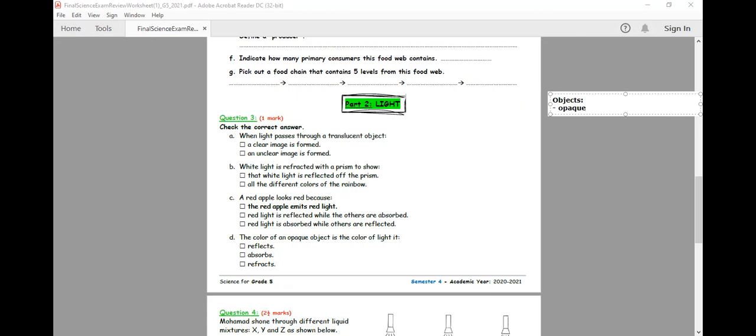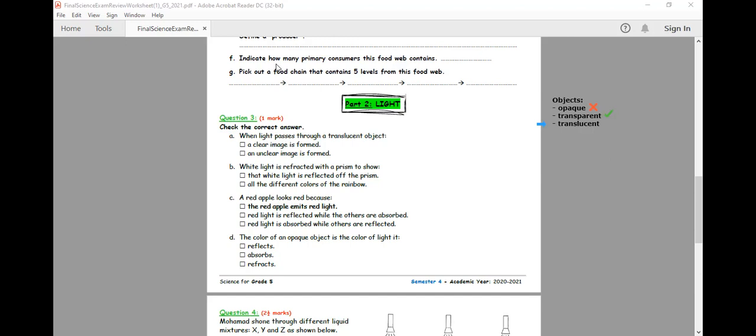We call them opaque objects. Objects that let light pass through them are called transparent objects. And the third type of objects are the translucent objects. Opaque objects do not let light pass through them at all. Transparent objects do. But for translucent objects, some of the light passes through them.